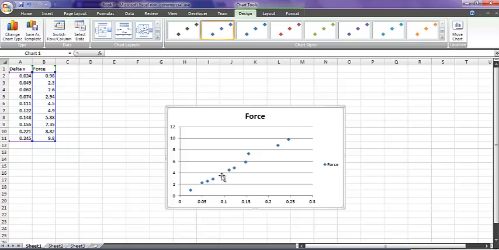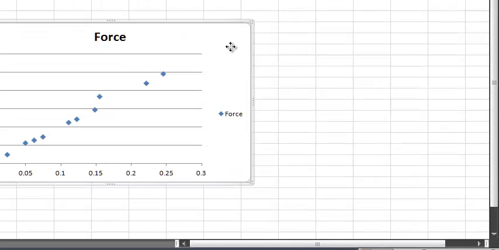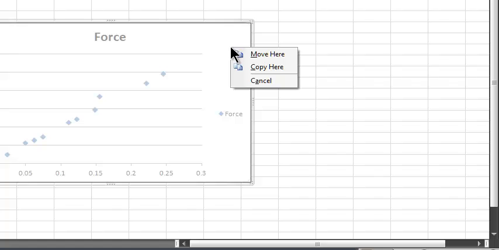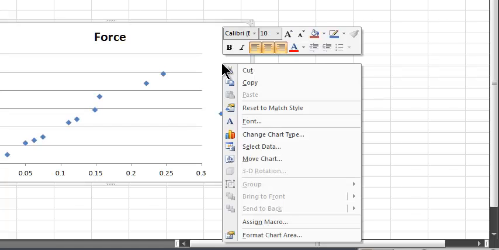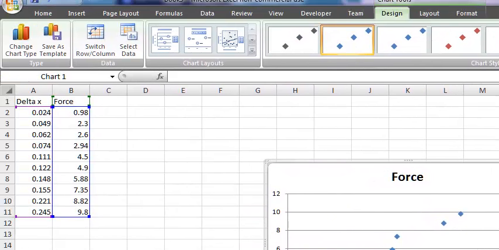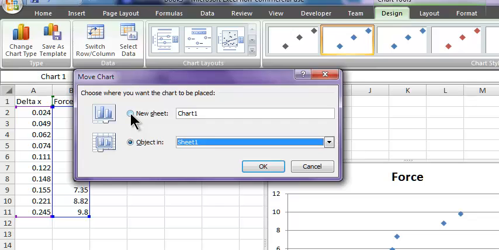Now, my data looks fairly good. I got a couple of weird points here. There's one that's out, and this one's a little out. I'm going to blow that up, and the way you do that, just click in the graph anywhere other than on one of the little sides there. Then a right click will give me the choices where I'm going to move my chart, and I'm going to move it to its own sheet.